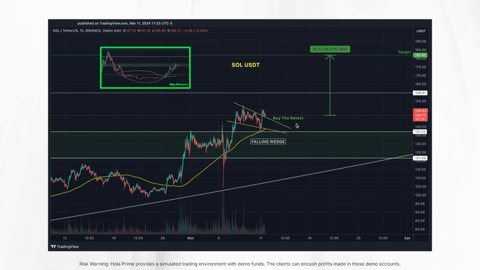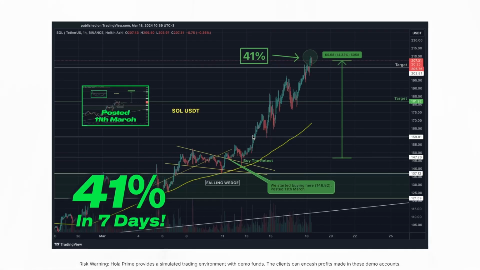And the instruction for this is essentially buy the retest following a breakout. So the price action moves up a level, it enters this falling wedge pattern, which is bullish, and the instruction for the trade was to buy the retest, which is essentially entering the market once the price action comes back down to confirm that this trendline is now support. And if you had bought the retest, 7 days later, you would have had 41% profits. First posted on the 11th of March, a very successful trade.